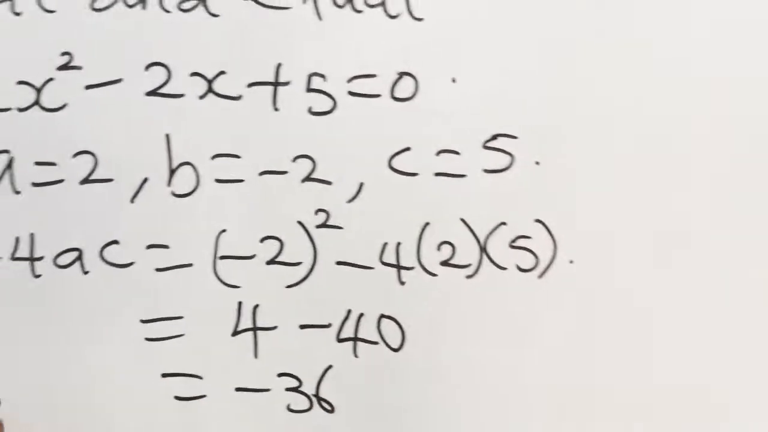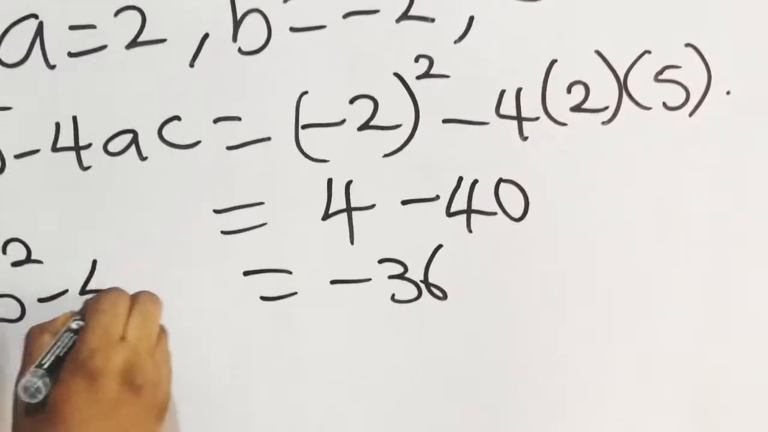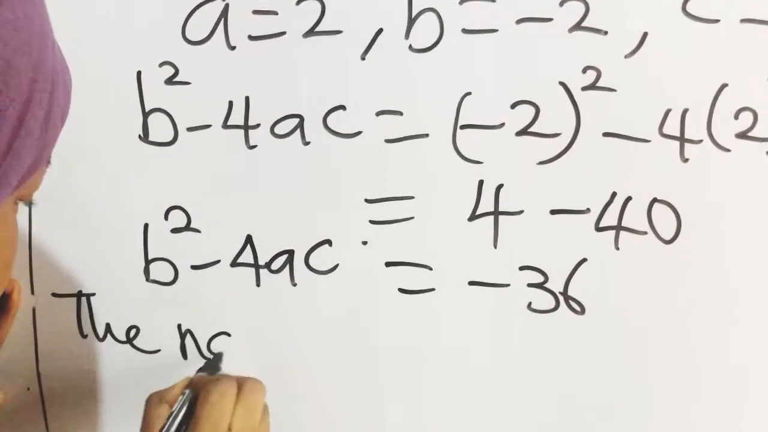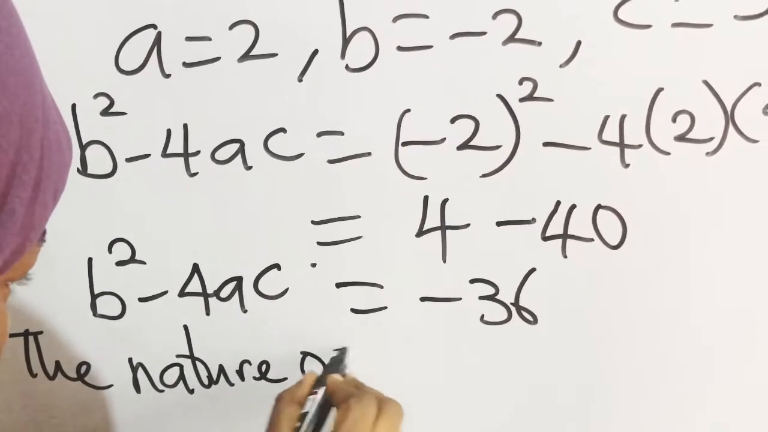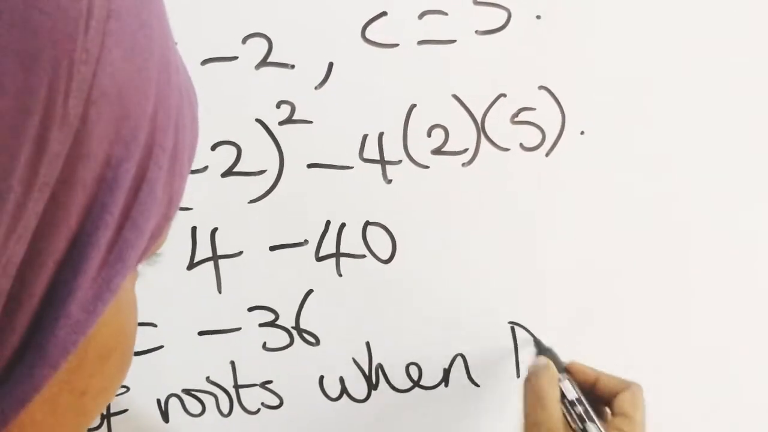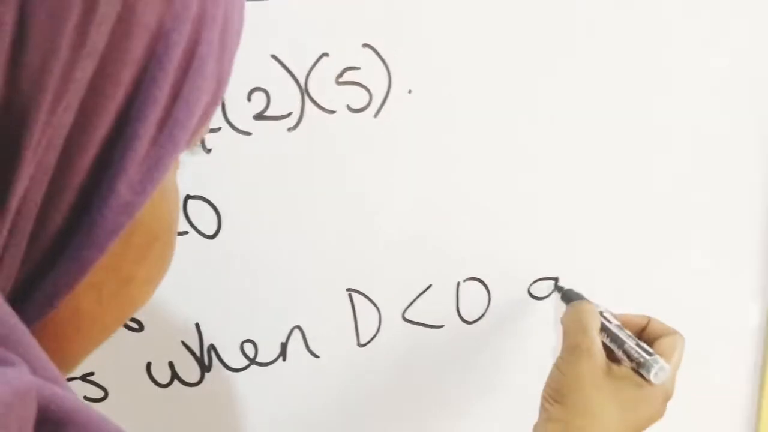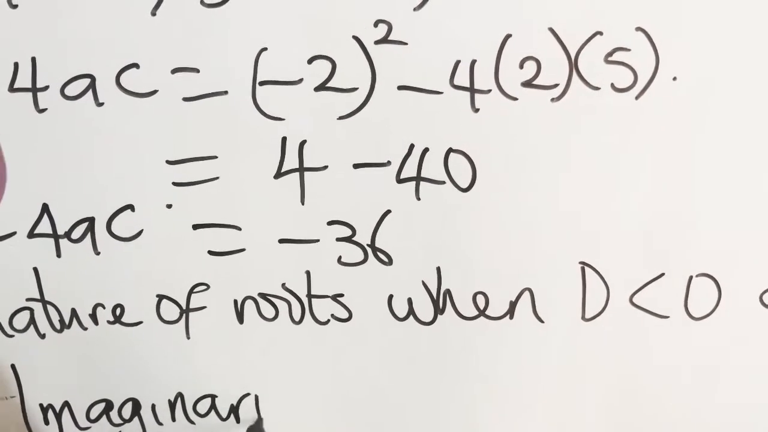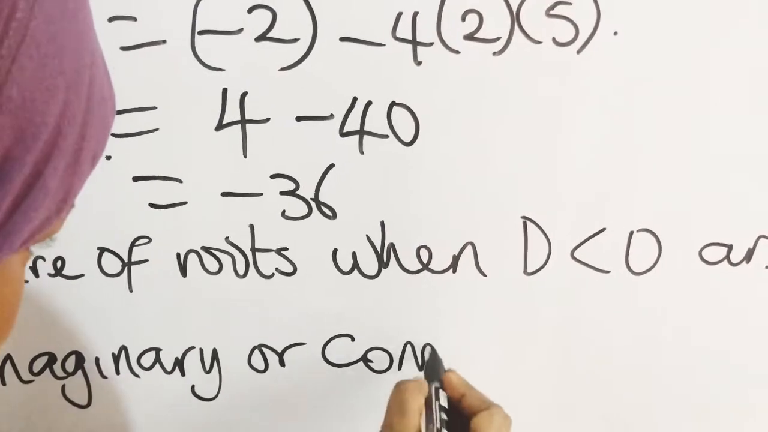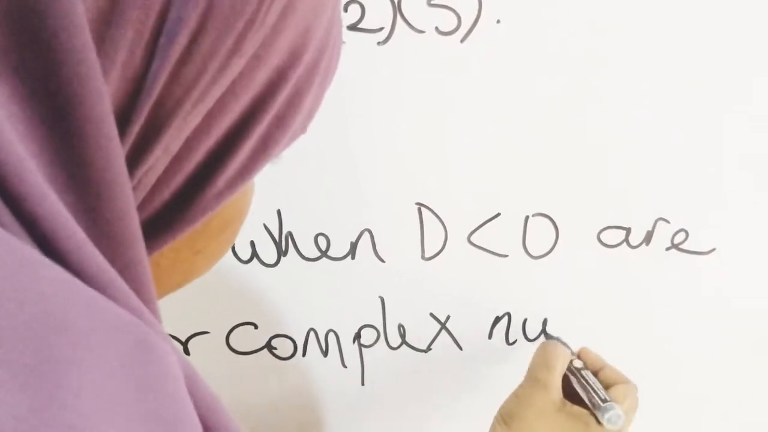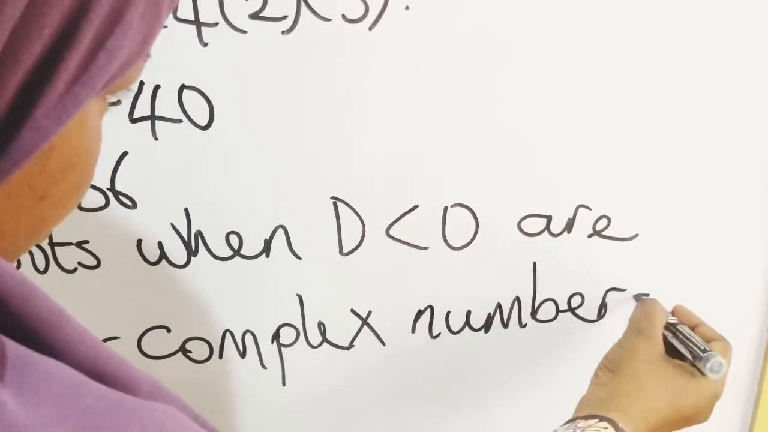So the discriminant is less than 0. So the nature of roots when D is less than 0 are imaginary numbers. So the roots are imaginary or complex, and its graph will not touch the axis at all. So that is that.